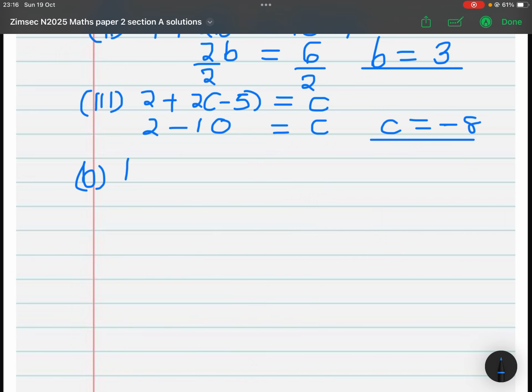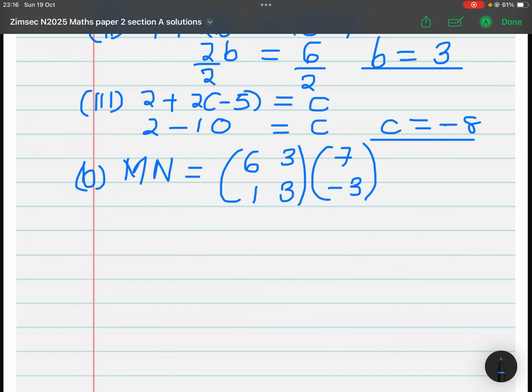So on part B, we are saying M times N is equal to [6, 1, 3, 3] times [7, -3]. So it is row times column. We say this row times this column. So 6 times 7 plus 3 times minus 3.